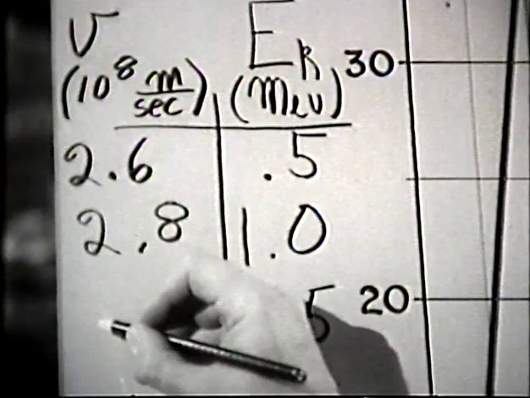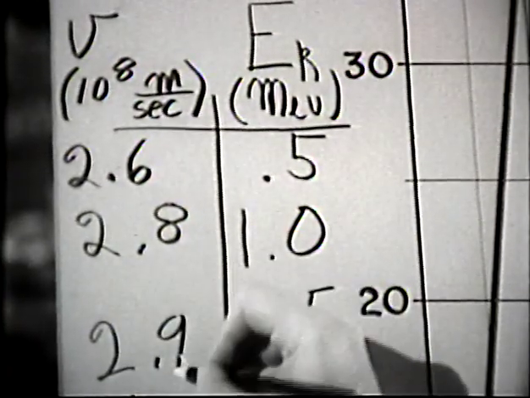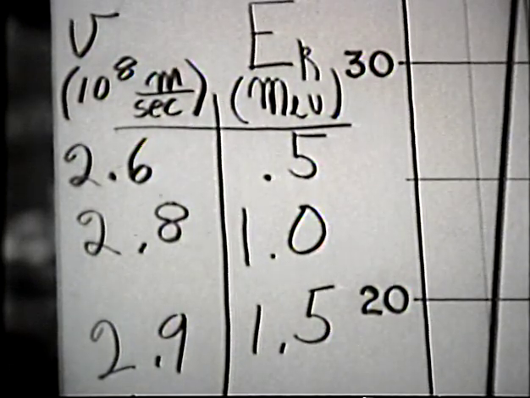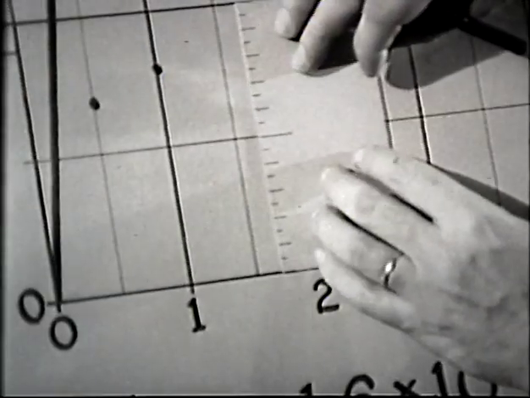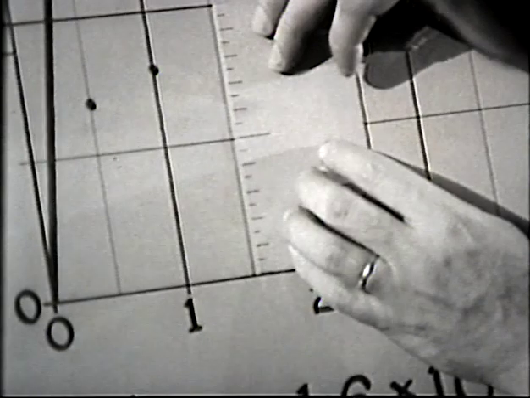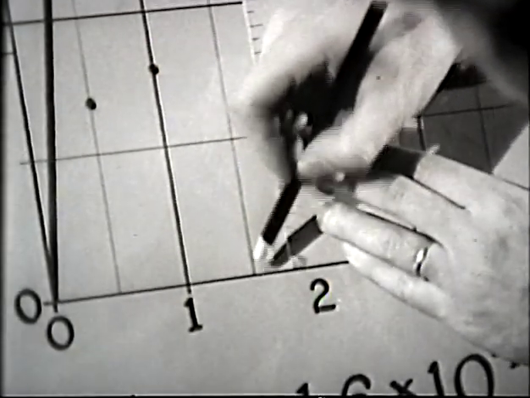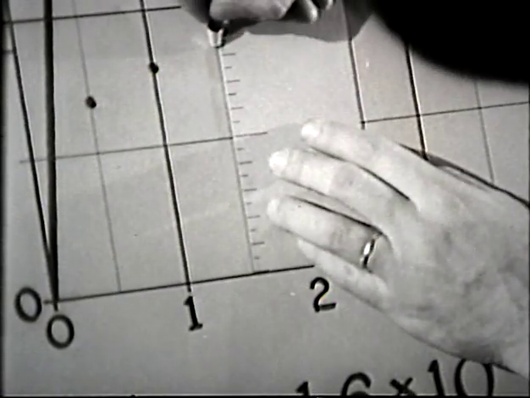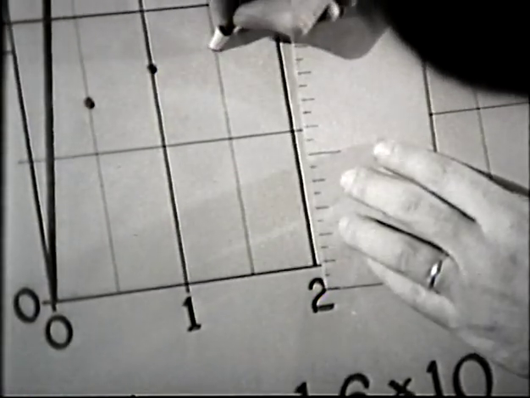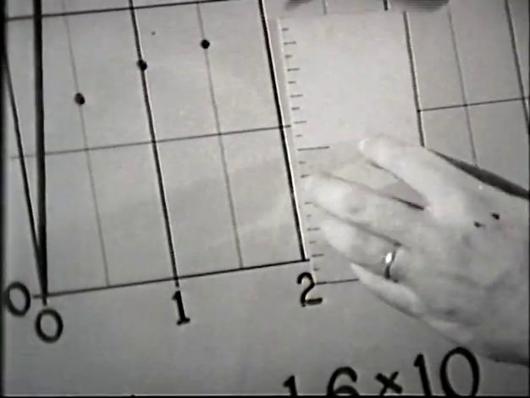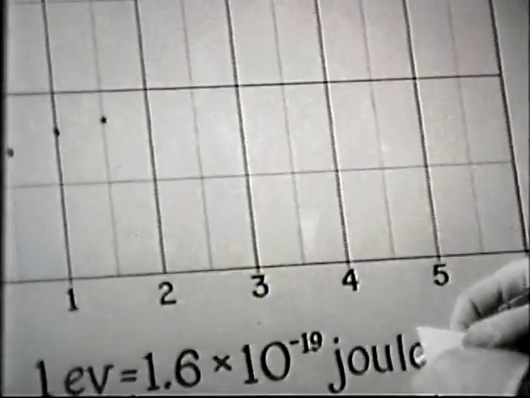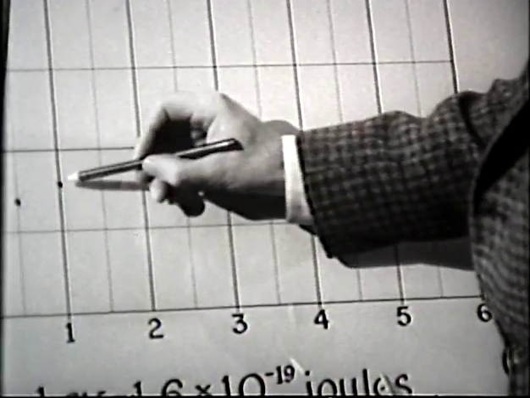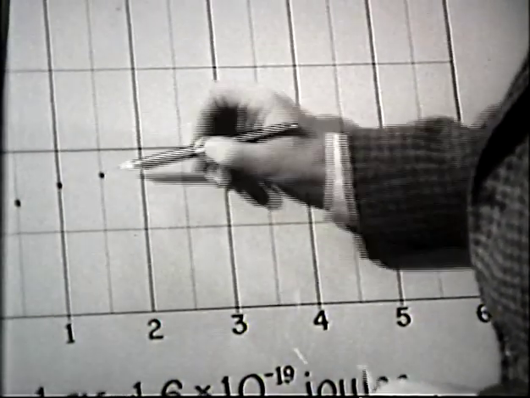This makes our speed 2.9 times 10 to the 8th meters per second. 2.9 squared is about 8.4. At 1.5 MeV, 8.4 plots about here. This last increase in energy did not produce much of an increase in speed.